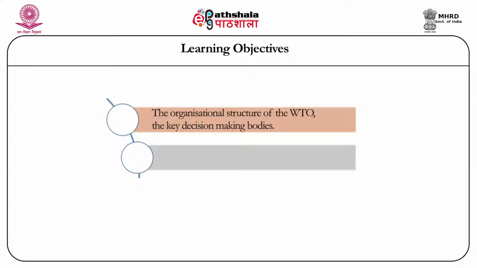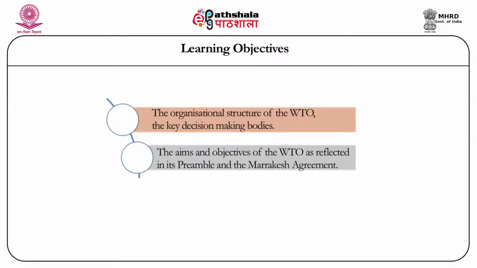decision making bodies. The aims and objectives of the WTO as reflected in the preamble and the Marrakesh Agreement would also be discussed. Hence, this module would understand the organizational structure of the WTO, the key decision making forums in the WTO, the objects and purposes of the WTO as set out in the Marrakesh Agreement, and how the WTO agreements give effect to these objects and purposes.